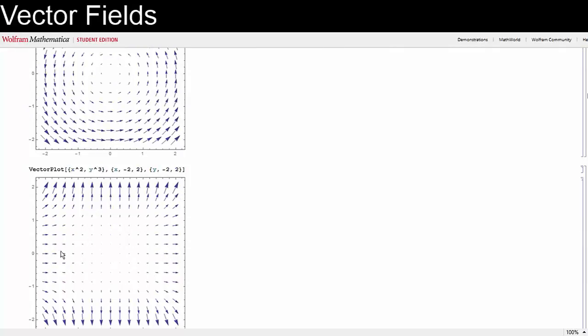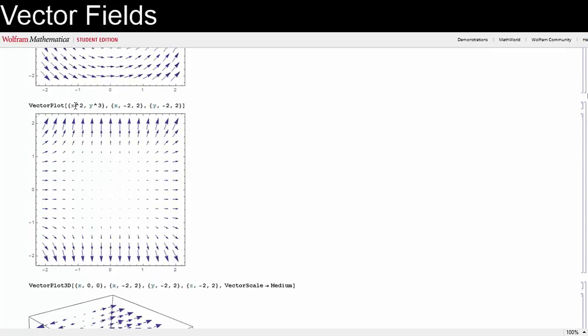Here's a kind of more non-linear vector field, x squared comma y cubed. And again, towards the origin we have nothing. But as we move away from the origin, especially moving away in the y direction, the vertical directions, it gets bigger a lot faster. Okay? And because this is a non-linear thing here, we get this kind of interesting pattern of spreading out.